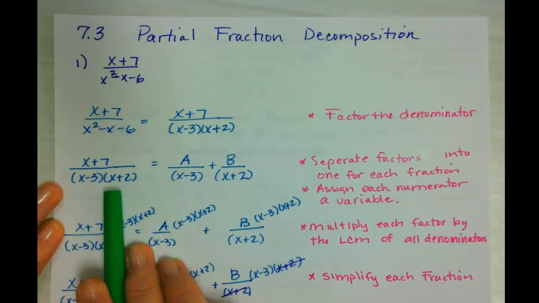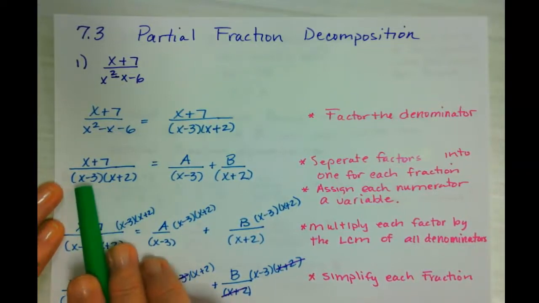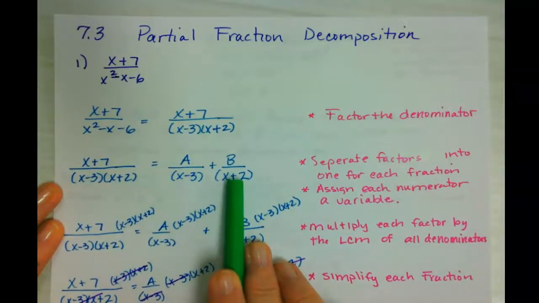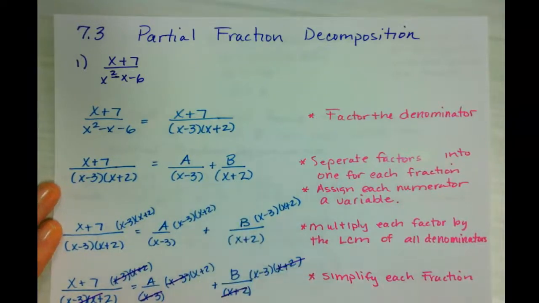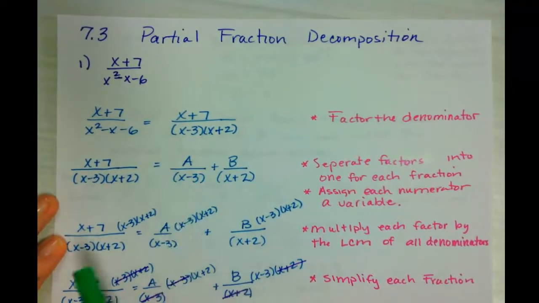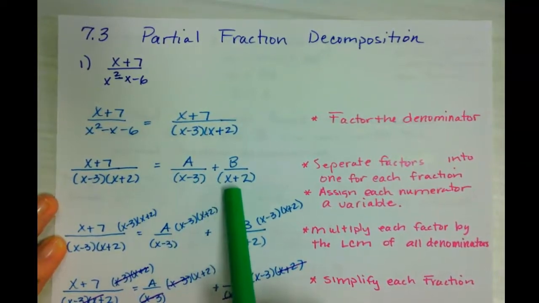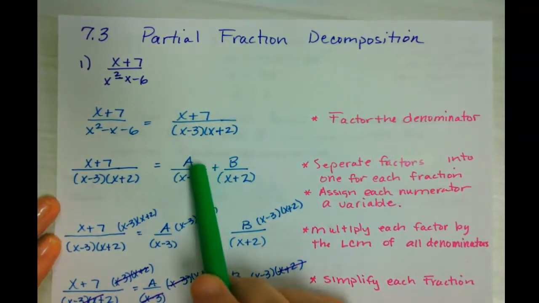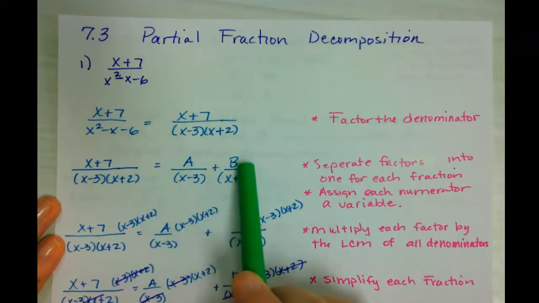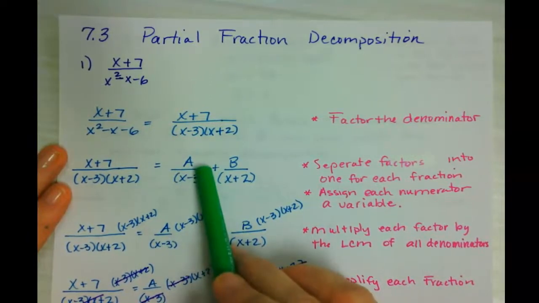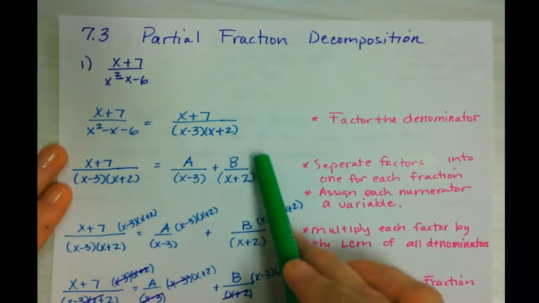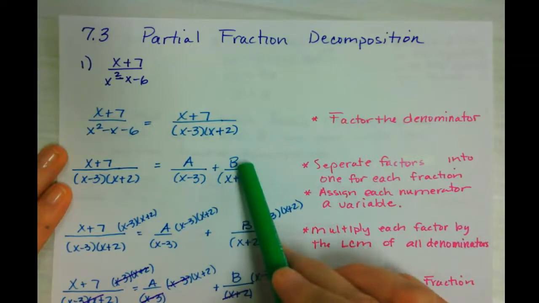And so what I'm going to do is put one factor in the denominator of each fraction. So x minus 3 is going to go in one of them, x plus 2 is going to go in the other. It really doesn't matter which order you put them in, but you just want those factors separated into fractions. After we have however many fractions we need for our particular problem, then we're going to assign a variable to the numerator, because we're going to solve for a, so we know what the top of this fraction looked like, and we're going to solve for b because we know what the top of this fraction would look like.